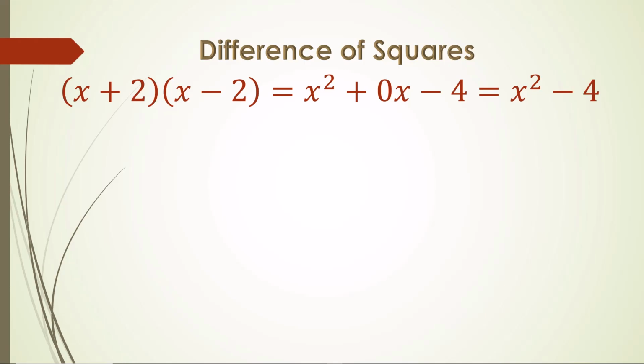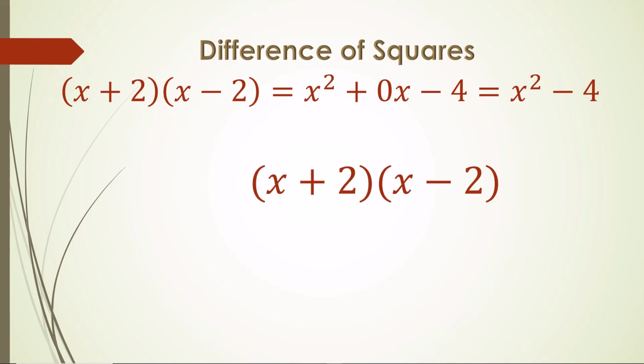Let's look at another one, x plus 2 times x minus 2. Again, the final expression only has two terms, but is technically a trinomial since the middle term is 0x. It drops out for the same reason as we mentioned in the last example. 0 times anything is 0, and does not need to remain in the expression.